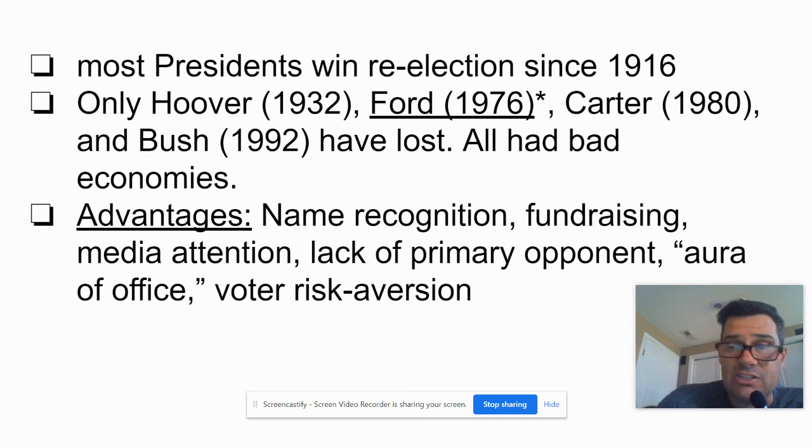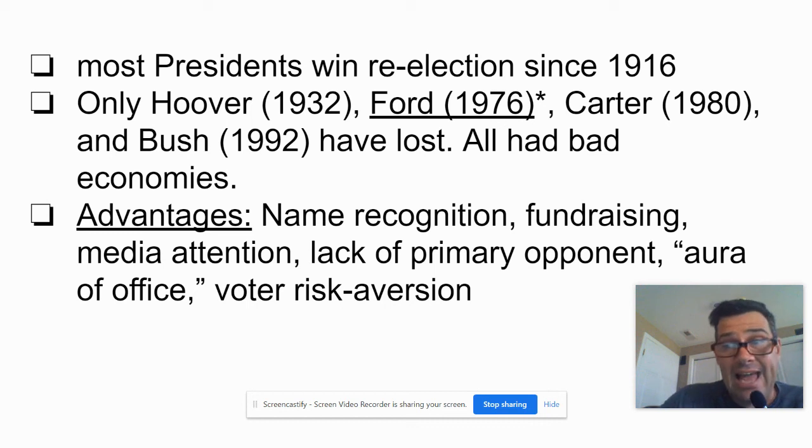Aura of the office. Just being president gives you this aura. You're flying in on Air Force One and you just seem like you're in charge, and there's an aura to it that kind of helps people vote for the president. And lastly, voter risk aversion. When FDR won during World War II, it was always like, well, you don't change horses in midstream when you're in a war. So we better keep the president. So people just reelected Roosevelt because of the threat of World War II and then actually being in World War II. So voters think, if things are good, let's not mess with a good thing.